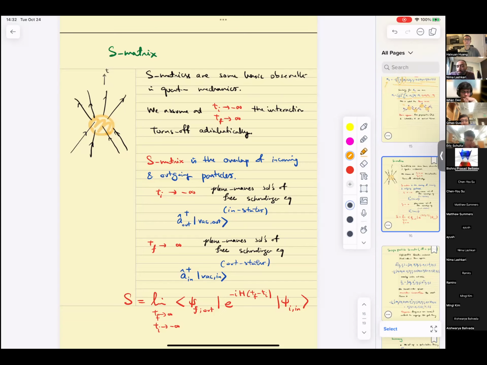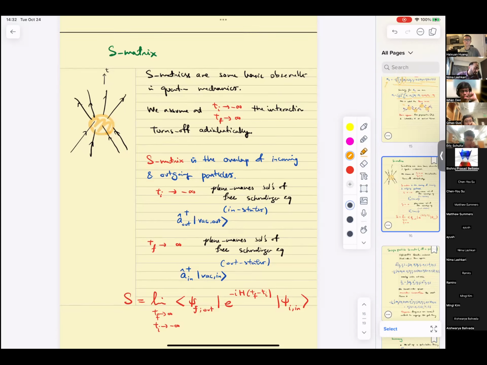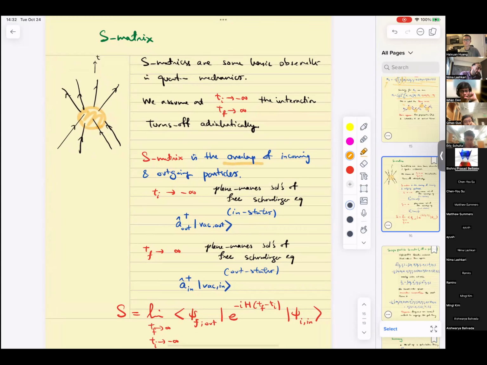When they were really far, the interaction was never zero, but we assume it was so tiny that we could neglect it at that time. When they come close to each other, they can interact. And then when they go far away, we can neglect it again. So what is this business? We want to view it as an overlap of the incoming and outgoing particles.